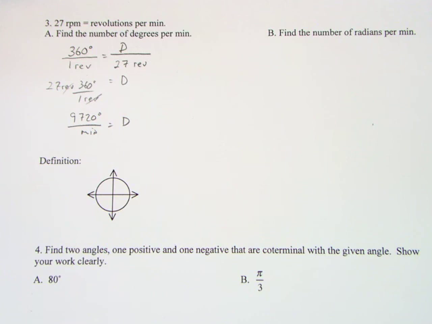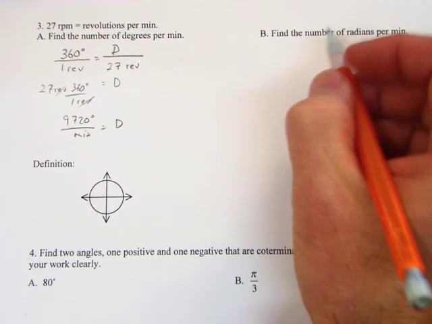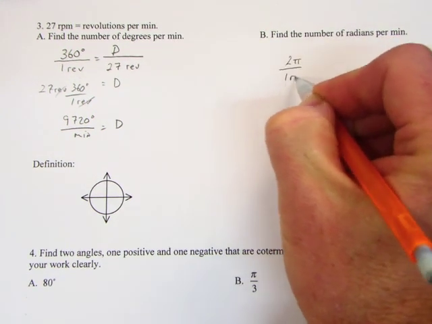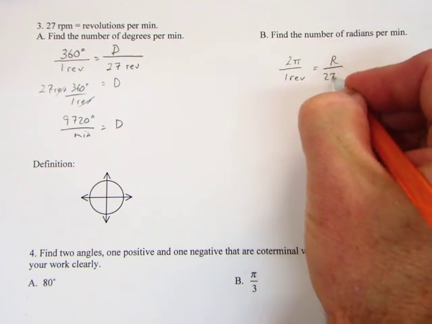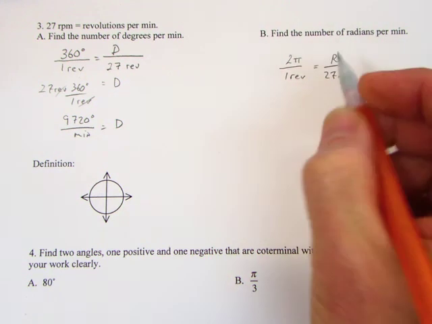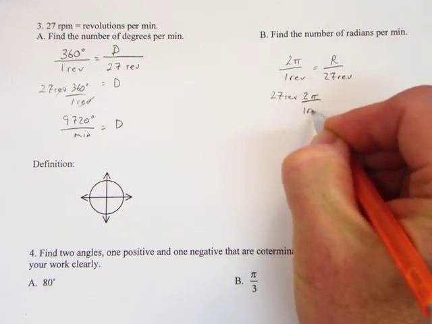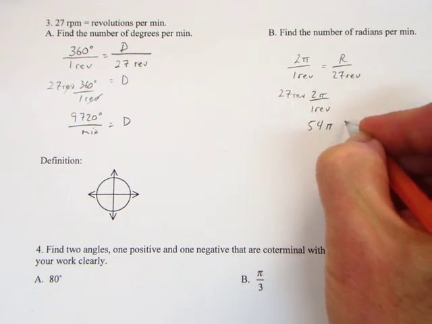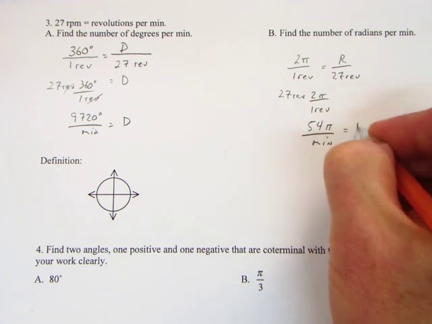Miles per hour is miles over hours. Do the same thing for radians. Give it a thought before you watch. The only difference here is we have 2 pi for 1 revolution equals the radian for 27 revolutions. Multiply both sides by our 27 revolutions, and we get 54 pi, and this is going to be radians per minute.